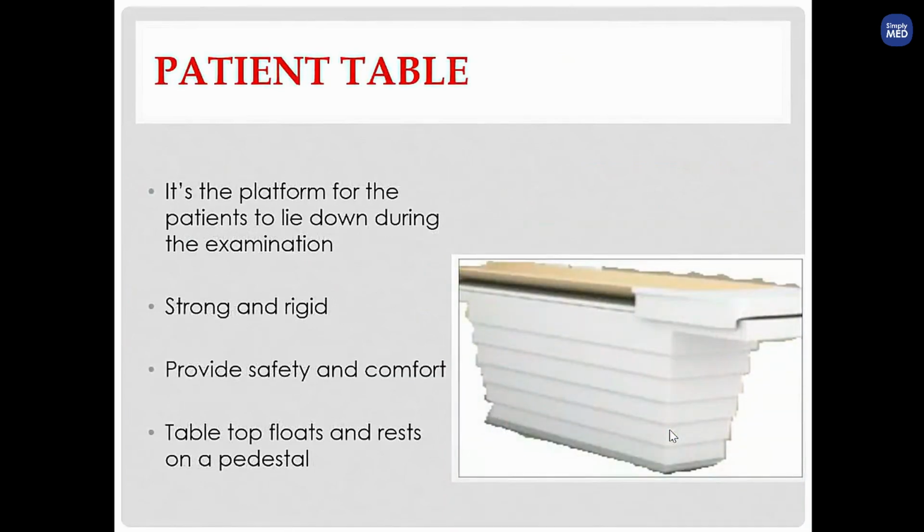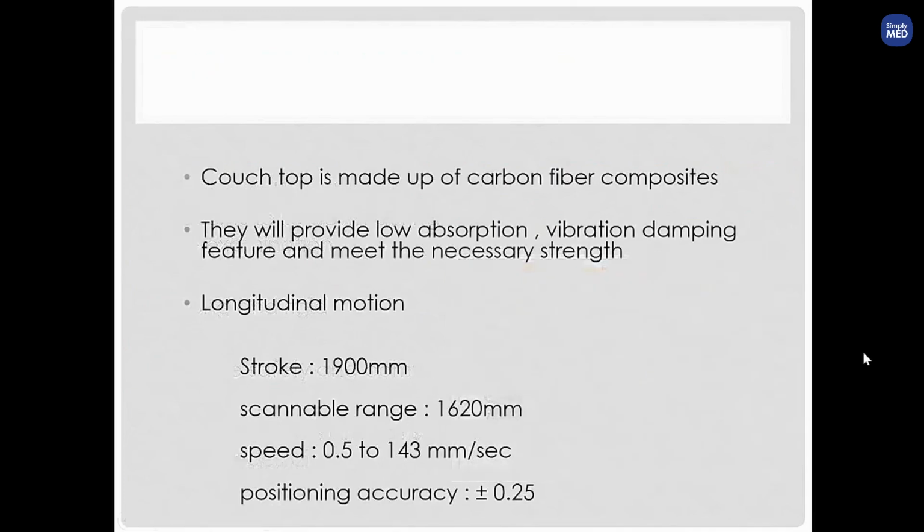Going to the patient table, it's a platform where the patient will be lying down for the examination. It should be strong and rigid, and provide safety and comfort. This table is a kind of floating table. This part will be floating, and this will be a pedestal which will be still. This part will be floating front and back. The couch top is made up of carbon fiber composite.